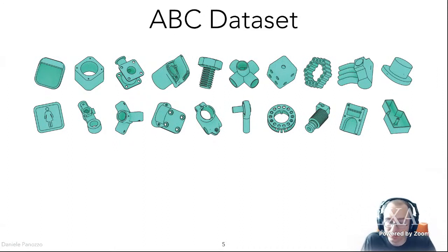So what is nice about this is that there are a lot of models. There are currently 1 million, and very soon we're going to add another 1 million to this collection. And all the models are in some sense consistent and self-similar because they are all man-made objects created using a CAD software.